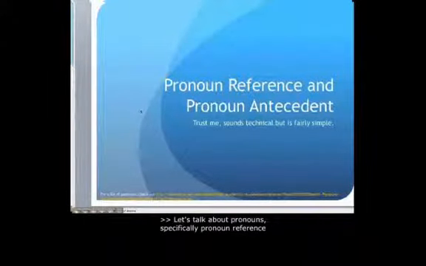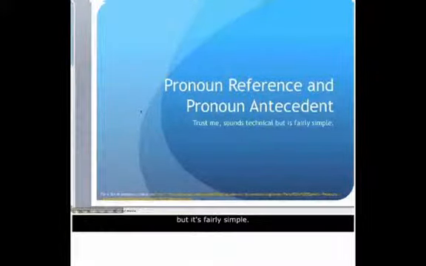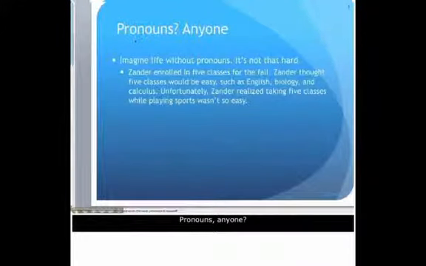Let's talk about pronouns, specifically pronoun reference and pronoun antecedents. Trust me, it sounds very technical, but it's fairly simple. For a list of pronouns, check out the following website. This is the first among two presentations. Let's get started. Pronouns, anyone? Imagine life without pronouns. It's not that hard.